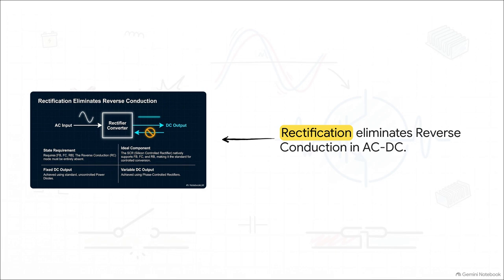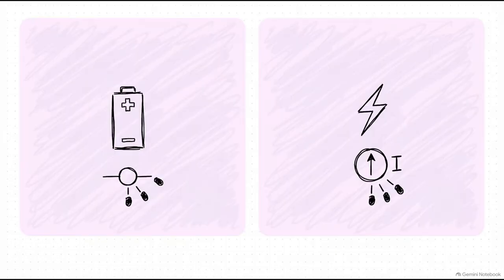Because of that very specific state profile, the silicon-controlled rectifier, the SCR, with its complex multi-layer structure, becomes the undisputed standard ideal component. It natively supports FB, FC, and RB, making it absolutely perfect for controlled AC to DC conversion. So the really crucial takeaway here is how changing your source fundamentally alters the states your switch has to handle.